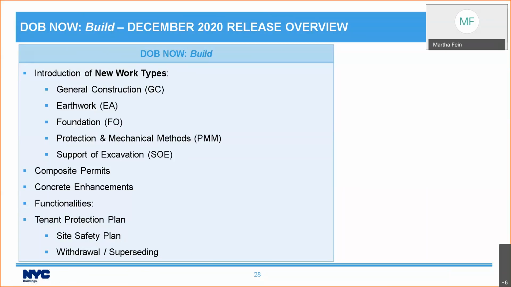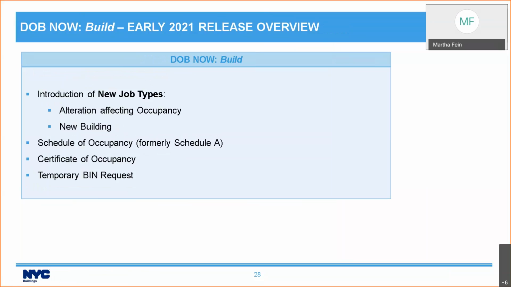We are offering separate trainings for those functionalities. There will be one training that covers tenant protection plans and site safety plans, and a second training specifically on withdrawal and superseding. Please do sign up for those classes if that's information you need. You can sign up the same place that you signed up for this class. But we're not done yet. In early 2021, we're having another release, and there will be training offered, so keep an eye peeled.